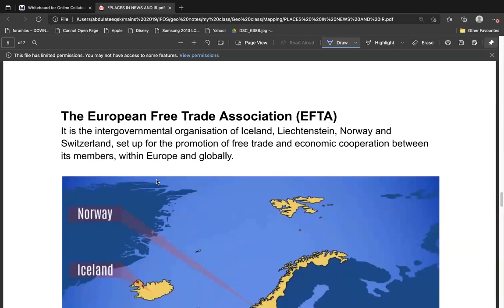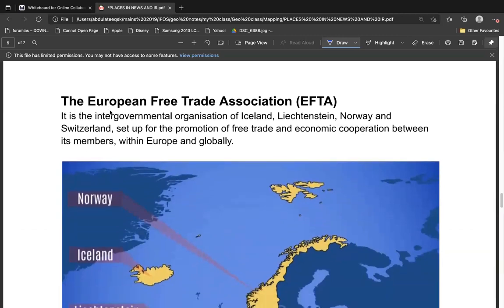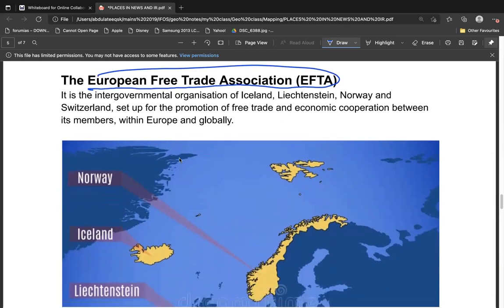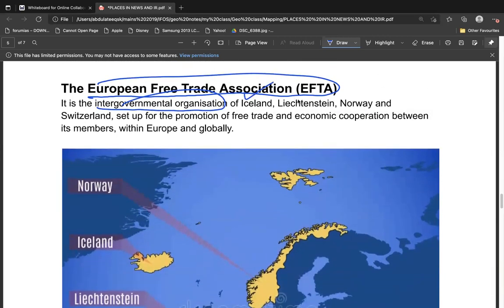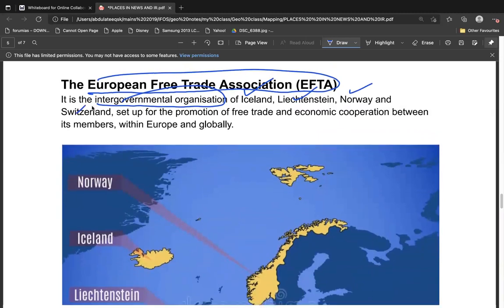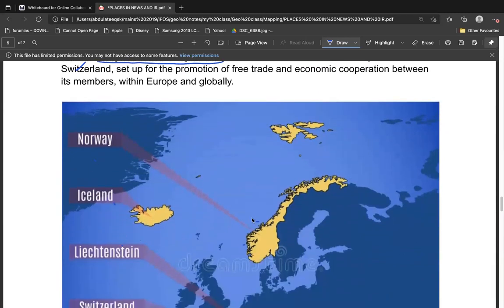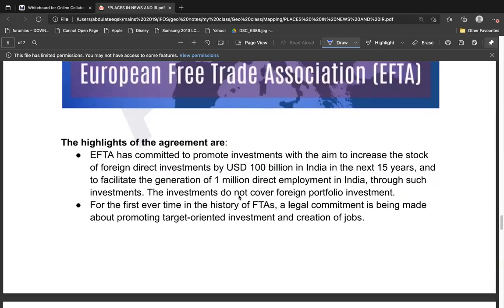Apart from this, another thing in the news is the European Free Trade Association, EFTA. This EFTA is a group of Western European countries. It is an intergovernmental organization comprising these 4 nations: Iceland, Liechtenstein, Norway, and Switzerland. These are the 4 countries. Now, why are we bothered about this?